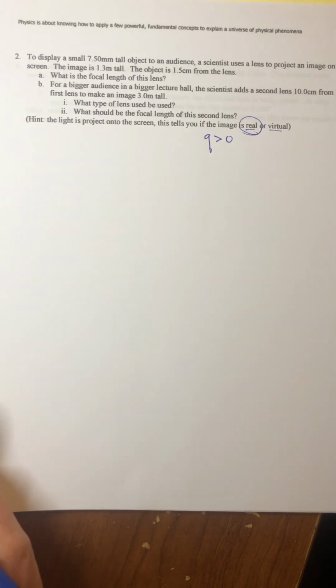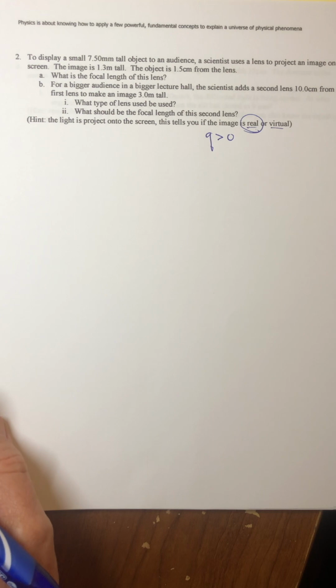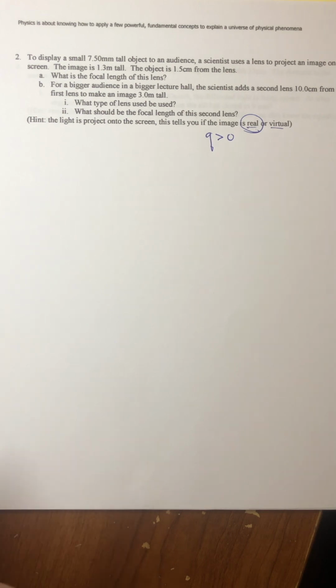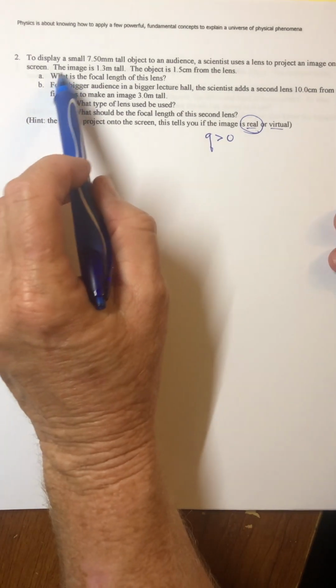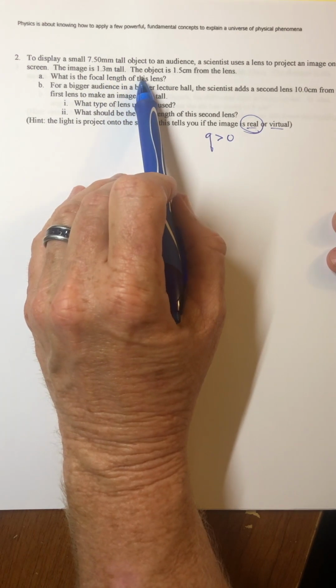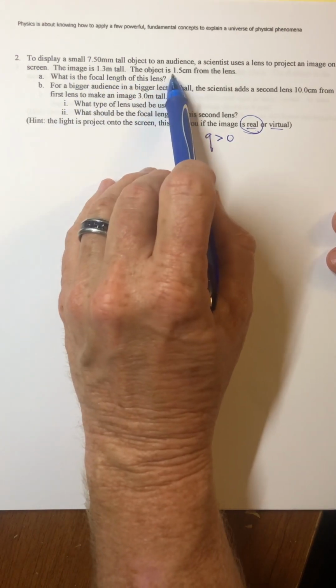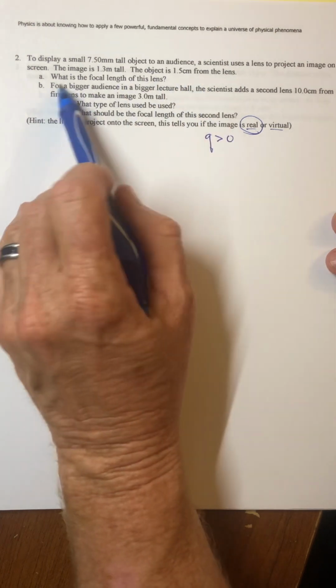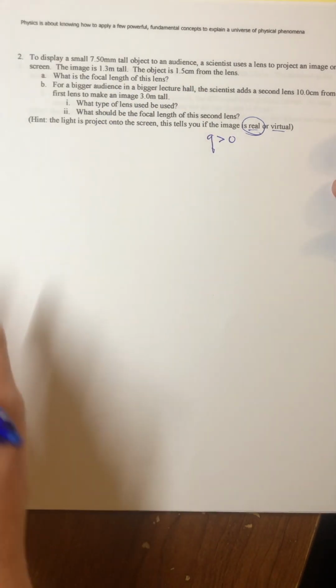And, well, there's some more I could say, but let's get to where we're going to need it here. All right. The image is 1.3 meters tall. The object is 1.1 meters from the screen. What is the focal length?